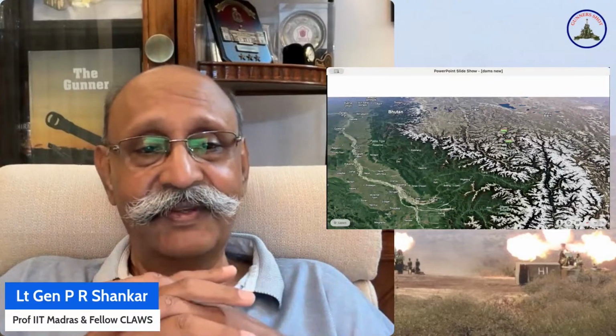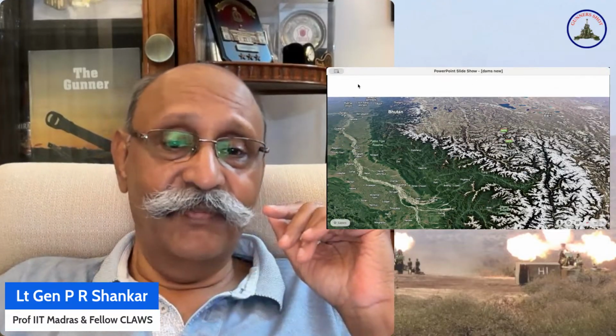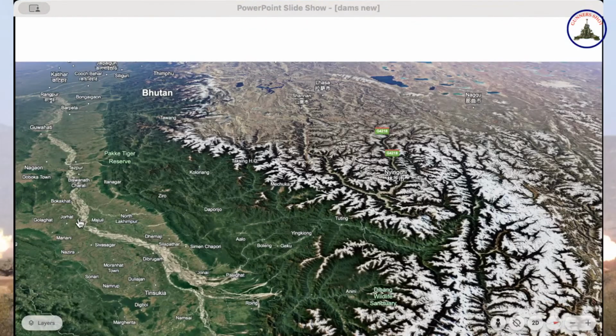Look at this map. I'll show it in full, because if you don't see it full, you'll not understand it. This is the Tibetan Plateau. This is the Assam Plains. This is Bhutan. This is Bongaigaon. And this is Rangpur, this is Bangladesh. This I got from Google Earth. So have a look at it.